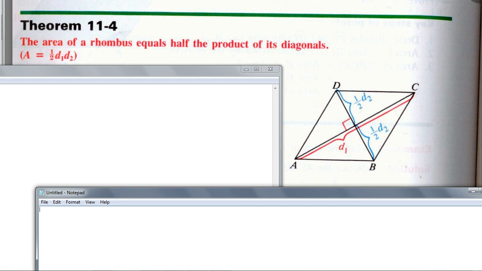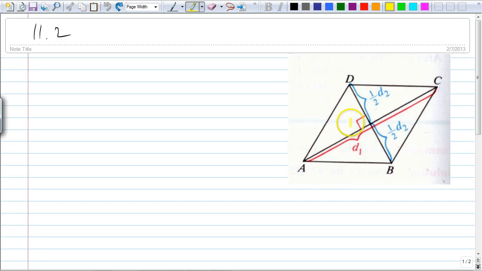Anybody have any idea? Can I give you a hint? Okay, here we go. Watch this. So you see how we have a rhombus like this? What do you see here? What kind of triangle is this? You don't need to know the size, but it's a triangle, right? Do you know how to find the area of a triangle? We just proved it, right? And how many of these triangles do we have? Two of these.